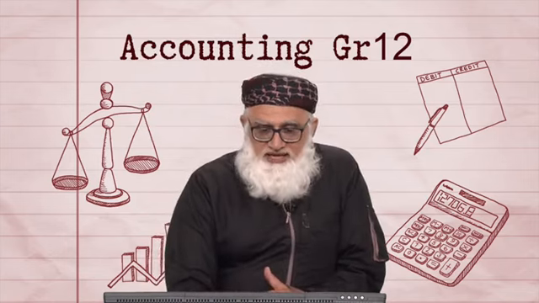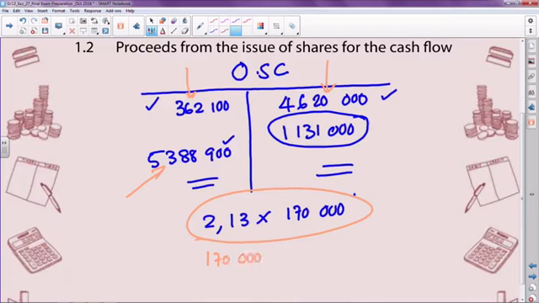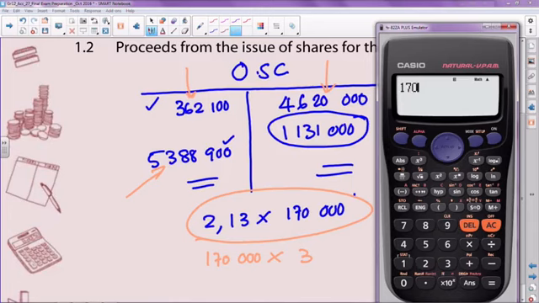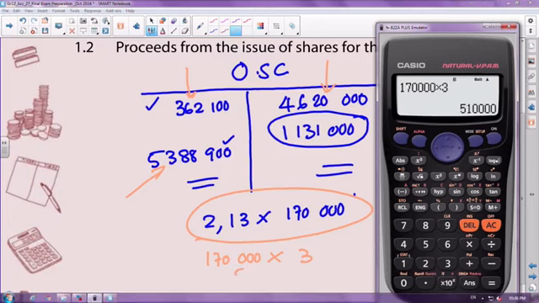Just one more thing. If you take the 170,000 shares and you multiply it by 3 Rand, let's do that. Okay, so we've got 170,000 times the 3 Rand, that's 510,000. This 510,000 will be the total price that we paid for those shares. And this is what's going to go into your cash flow statement, for the price of the shares that were repurchased. I hope you understand what we have done so far. Clear, guys? Brilliant. Let's move on.